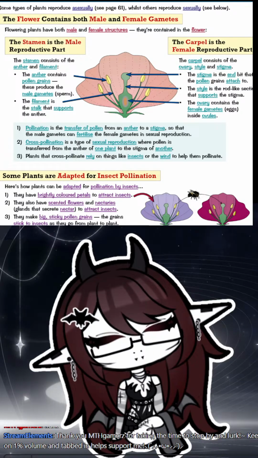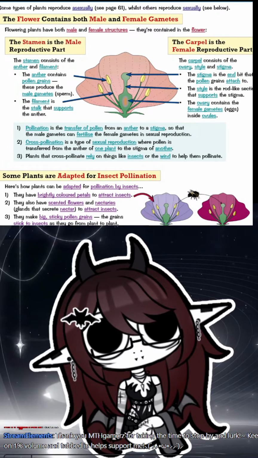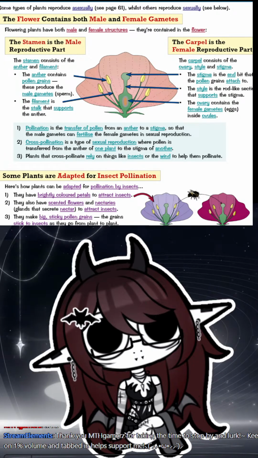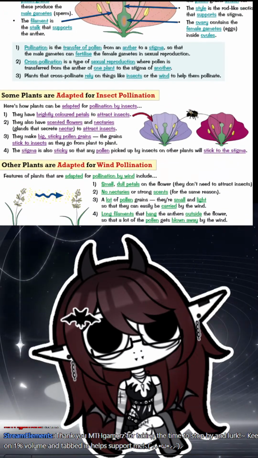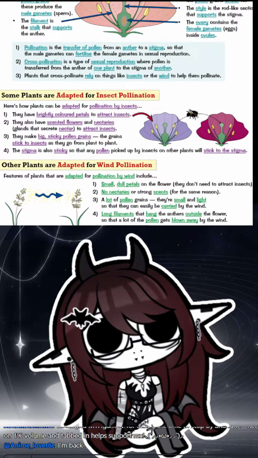Okay, let's look at this again. So, the stigma, this little bit at the top. This is where all the male gametes, the pollen, go onto. And then they go down the style, the part that supports it, and down to the ovary, where the eggs are, and that's reproduction. Now, pollination is the transfer of pollen from anther to a stigma, so that the male gametes can fertilize the female gametes in sexual reproduction.